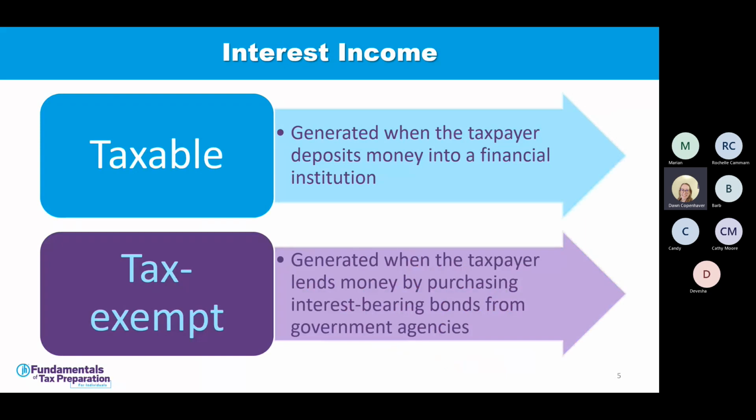So taxable interest, again, is generated when the taxpayer deposits money into a financial institution. We're going to talk about other ways you can get taxable interest as well. Tax exempt interest is when you lend money to a government by purchasing interest-bearing bonds. For example, the road construction projects have been financed recently with road bonds, and that is money that the state of Michigan has borrowed from taxpayers who bought bonds to help pay for the roads. So you earn interest on lending the government that money.